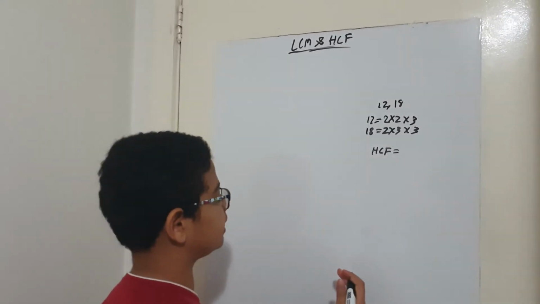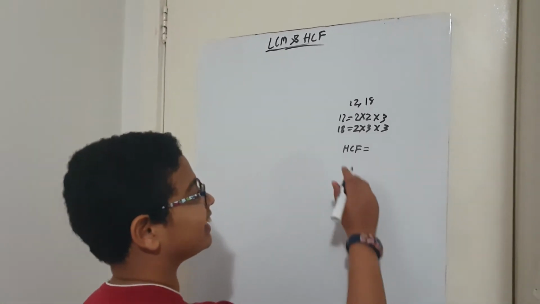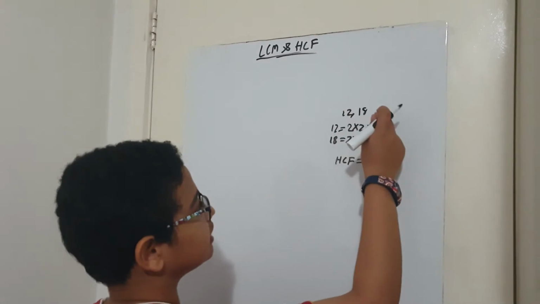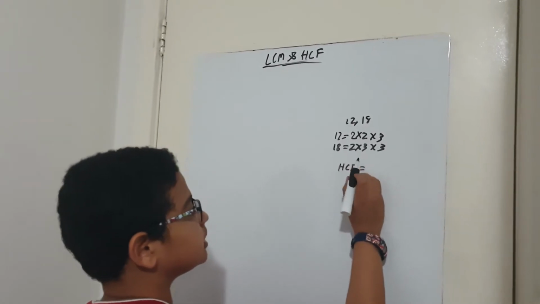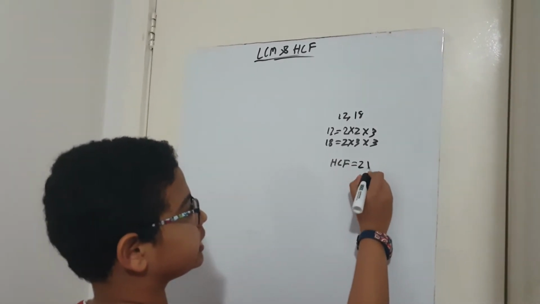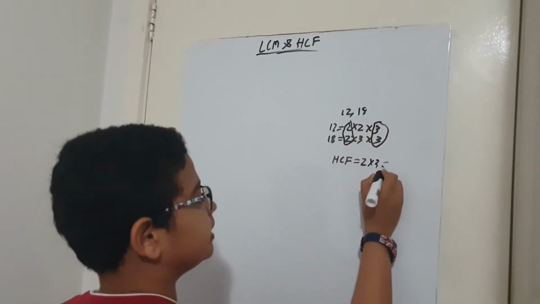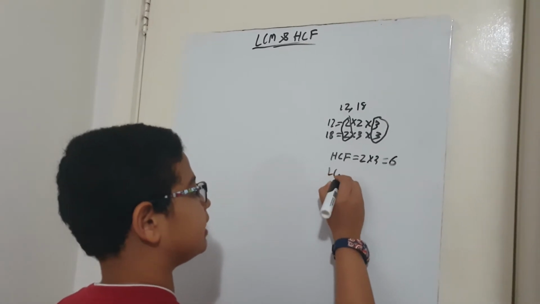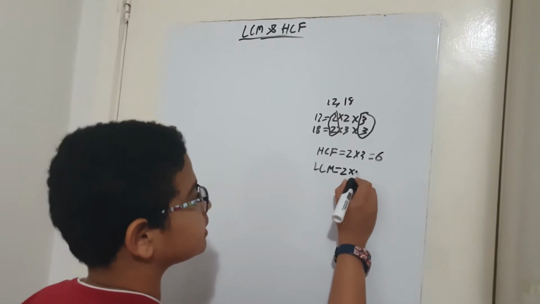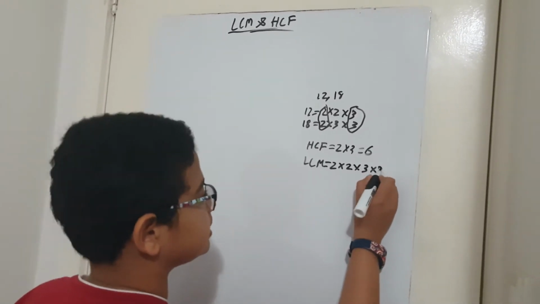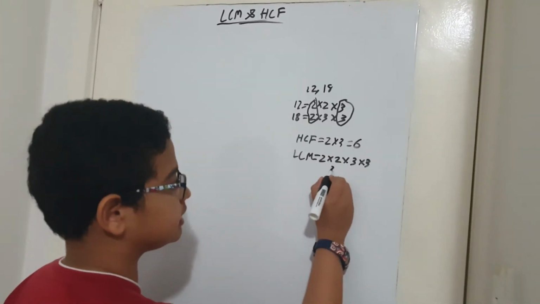Factors are, well, I can't explain what factors are, that's going to take too long. But the highest common factor is the highest factor that they both have. So the HCF would be 2 times 3, because there's one group and one group, so that is 6. And the LCM would be 2 times 2 times 3 times 3, that is 4 times 9, which is 36.